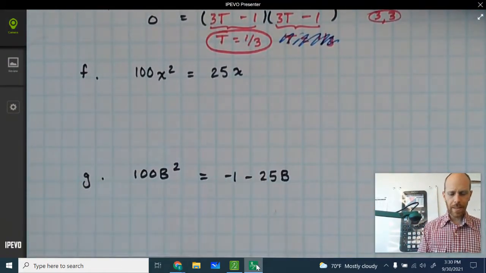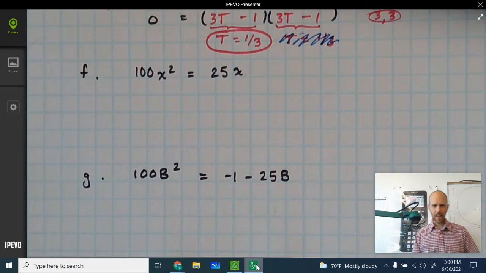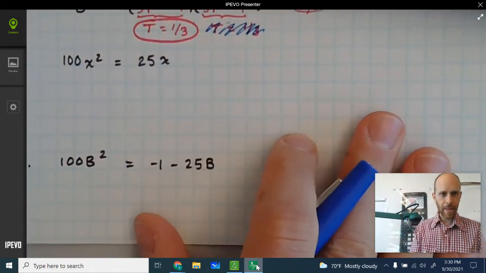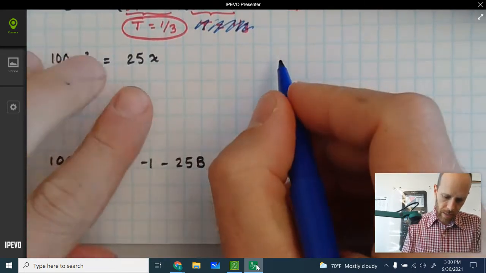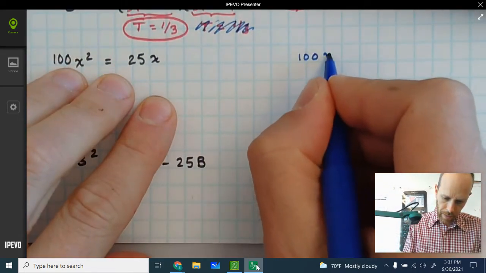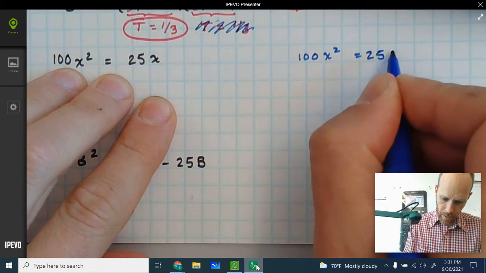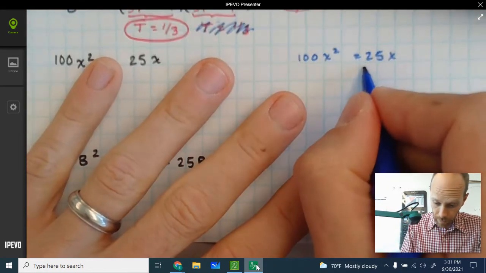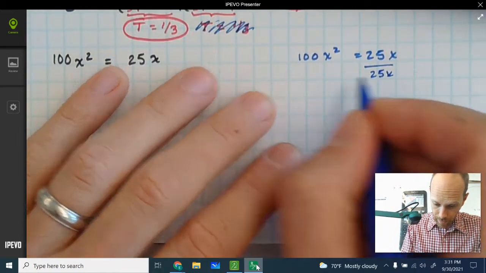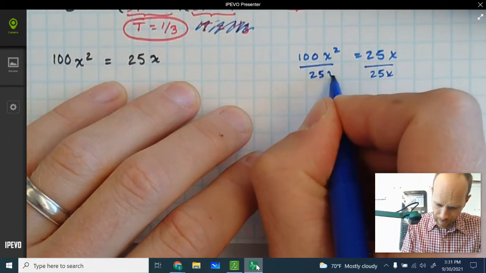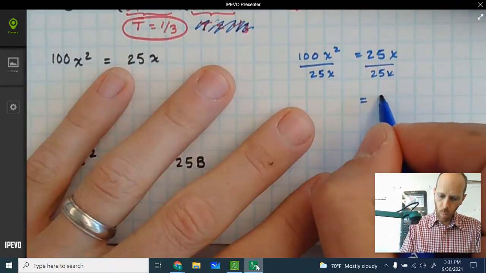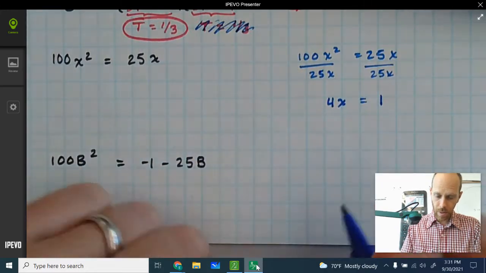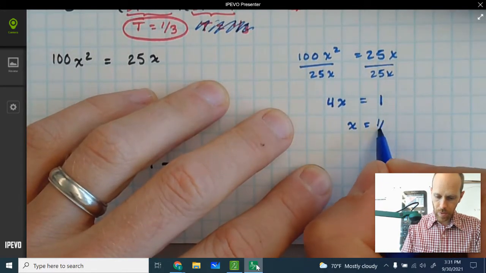Moving along, we get to the next one, F. And I'm actually going to start off by making a mistake on this one. A really common thing that I see students do is they see something that has x's here and x's here, and they're tempted to divide. So they'll do something like this. I'm going to divide by 25x, which leaves us with a 1 on this side. And on this side, we get 4x, which would lead us to the conclusion that x is equal to a quarter.